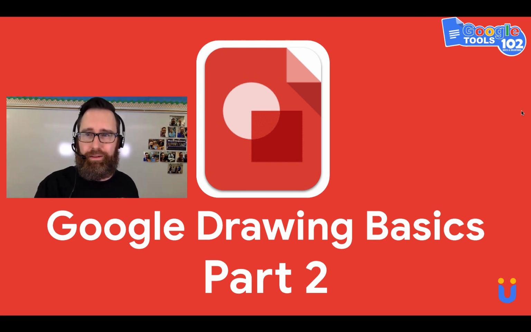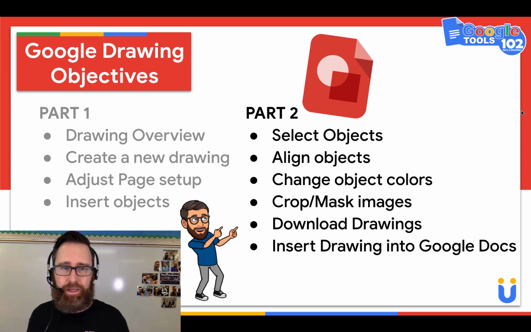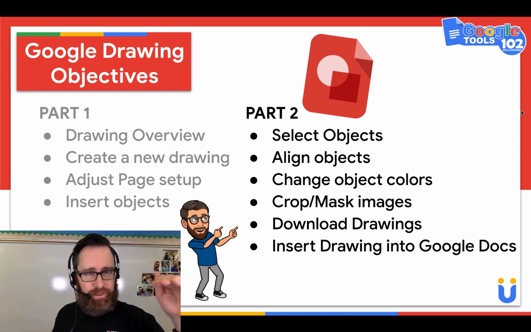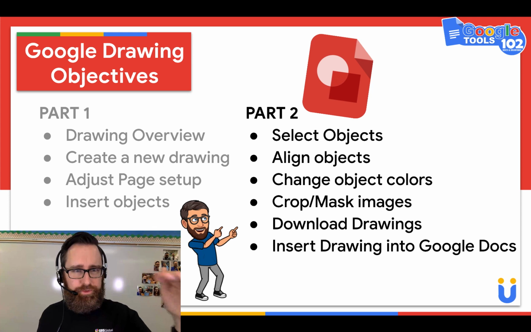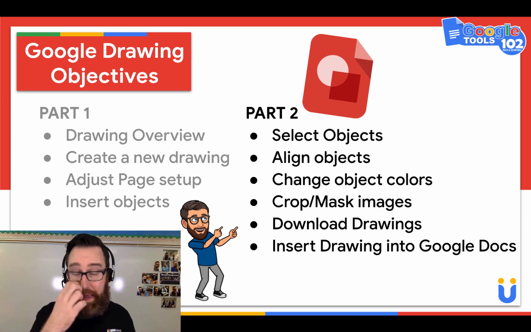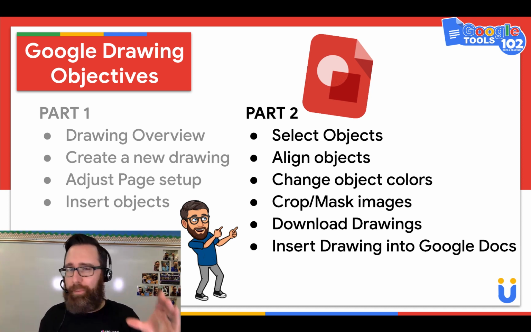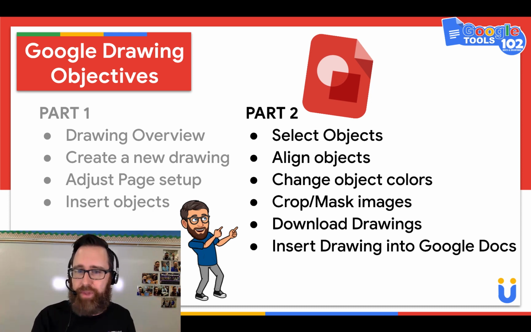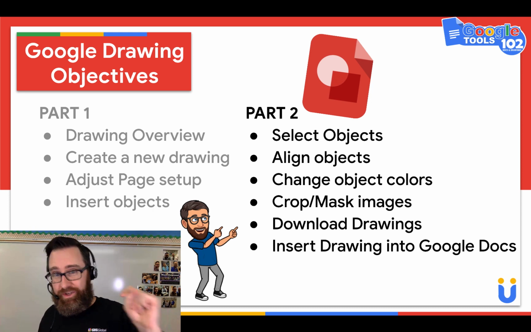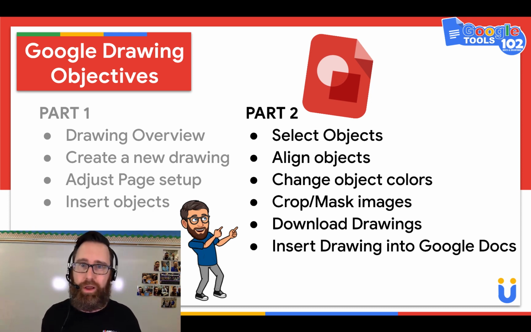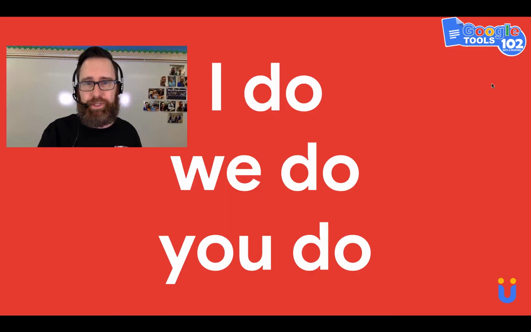Hopefully you had a lot of learning in Part 1. Last time we did those objectives on the left side in the gray. Today in Part 2 we're going to focus on selecting objects, aligning objects, changing object colors, cropping and masking images, downloading drawings, and then inserting drawings into Google Docs, which is part of your implementation.